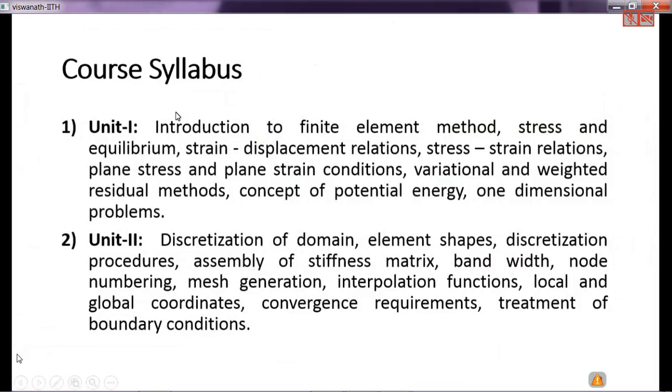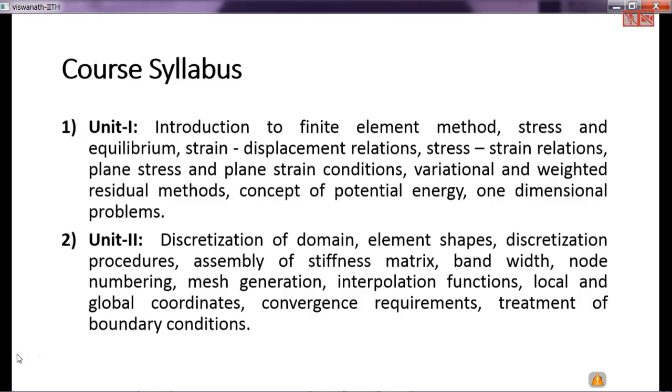Now, since you have a complex geometry, as I said earlier, we want to break the entire class into teams of 4 or 3, like you do for your projects. Like that, my entire geometry is divided into small domains, and those domains are called elements. And these elements can be of different shapes.